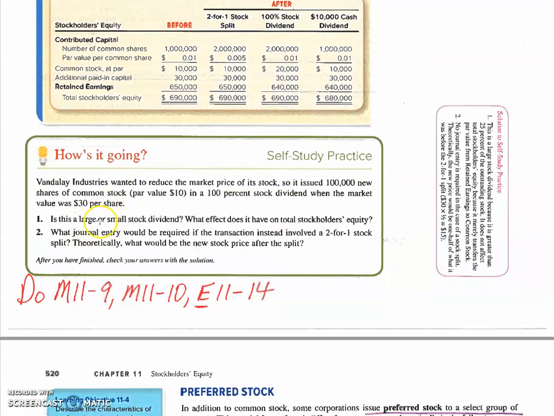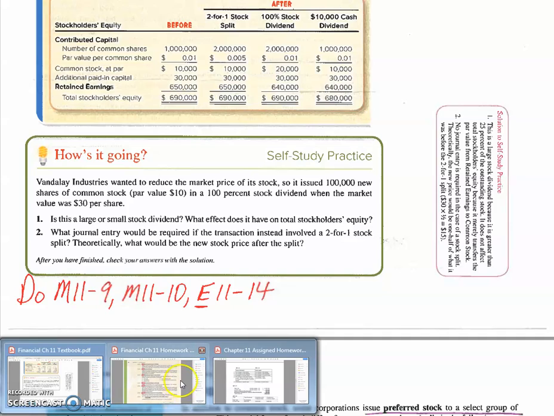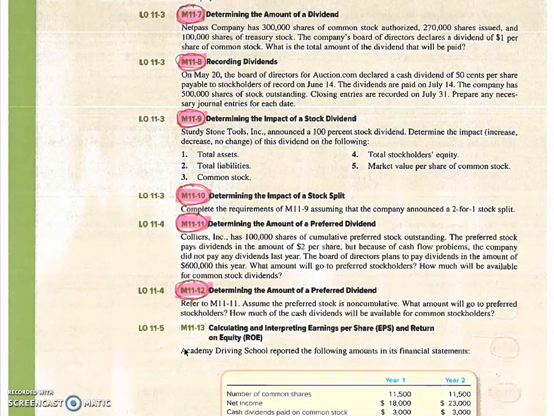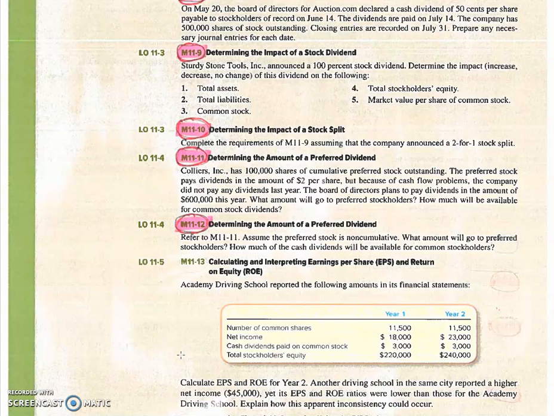Okay, we have mini exercises 11.9 and 11.10 and exercise 11.14 we want to look at now. So mini exercise 11.9, and I've lost my cursor. There it is. Determining the impact of a stock dividend. So Sturdy Stone Tools Inc. announced a 100% stock dividend. So we're accounting for a large stock dividend. It's accounted for at par value. Determine the impact, increase, decrease, or no change of this dividend on the following.